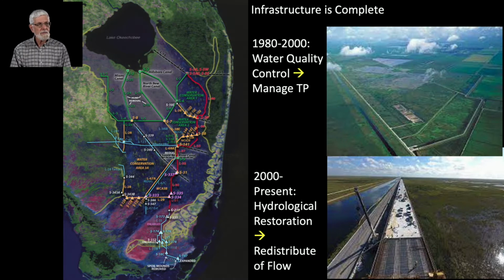The first phase is the water quality control phase, where we're trying to manage phosphorus. The image there in the upper right is STA 1 West, one of the first STAs we built to try and remove phosphorus before it goes into the Loxahatchee Refuge. And then the bottom image is the need to reconnect the system, remove some of those barriers to flow, and one of the most significant things in place now is bridging Tamiami Trail, and that's what that is a picture of.